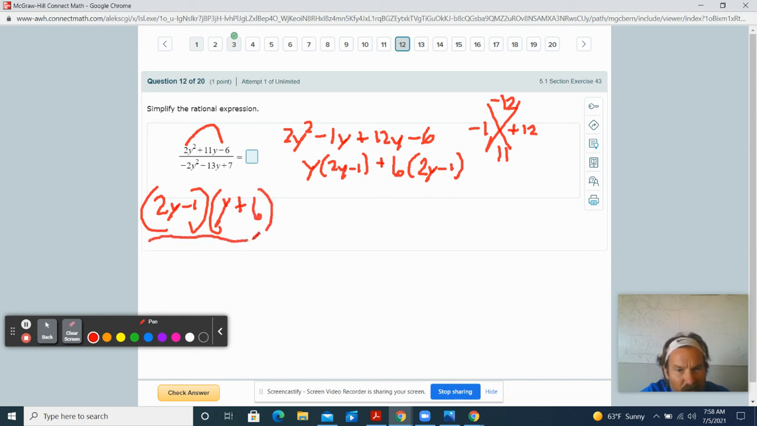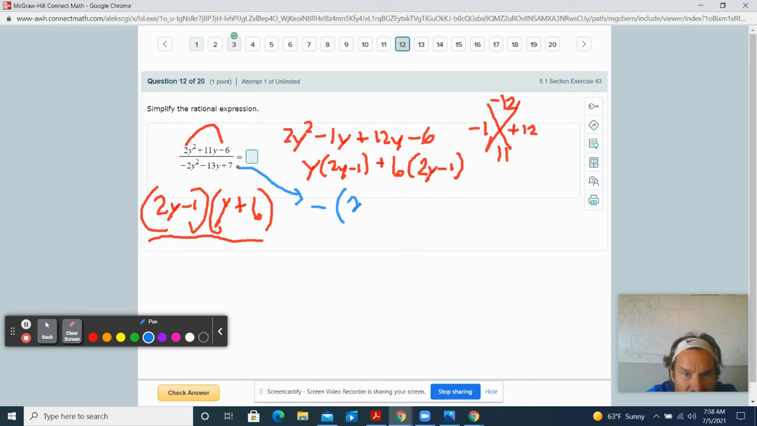So the bottom is probably going to be something that we can cancel. Let me change colors to blue here. The bottom starts with a negative. Anytime it starts with a negative, I'm going to factor out a negative first. I talked about that last week. If it doesn't start with a negative, you don't have to factor out the negative. Actually, it's common that you don't factor out the negative if it doesn't start with a negative.